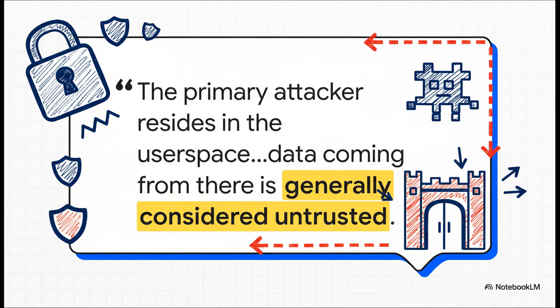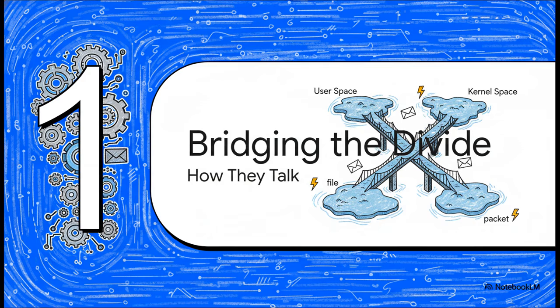And you don't have to take my word for it. This quote, right from the kernel's own documentation, just says it all. The kernel is built with the assumption that everything coming from user space is potentially hostile. It's this guilty until proven innocent mindset that explains exactly why that separation is so strict and so vital for a secure system.